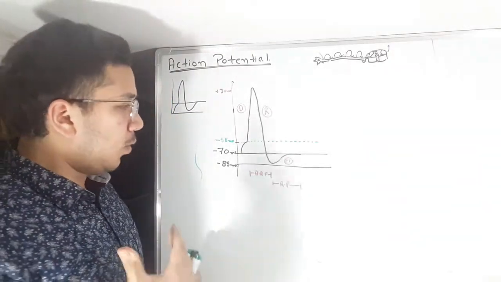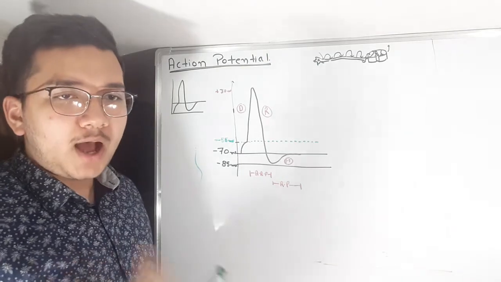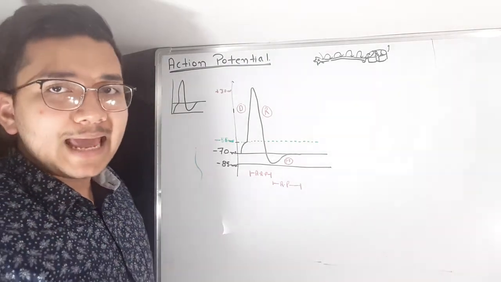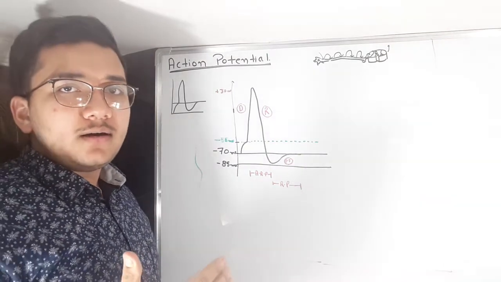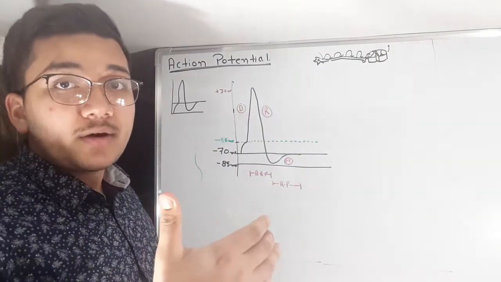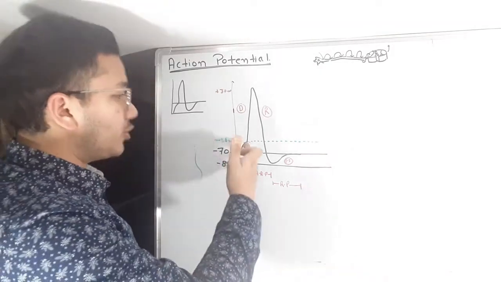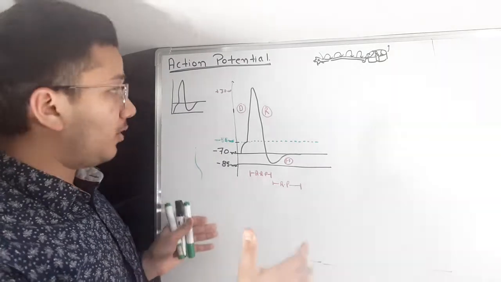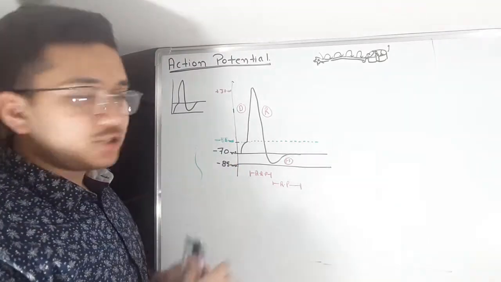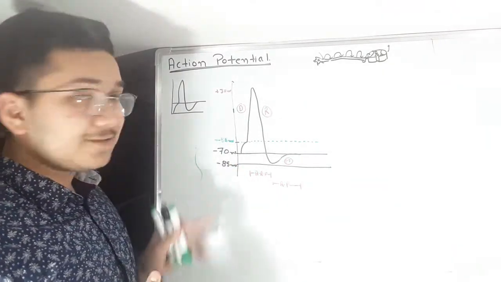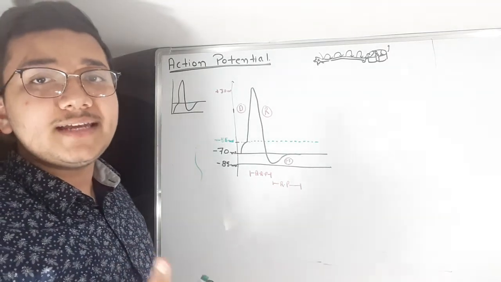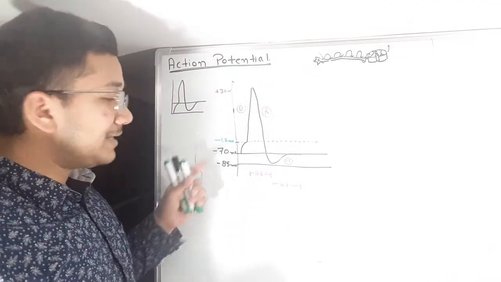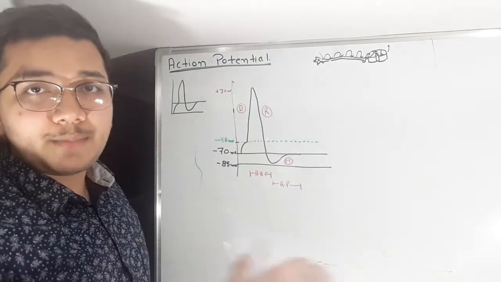So how can we reach the threshold potential? Whenever there is a stimulus that is strong enough to reach the threshold level, which is at minus 55 millivolt. This is the diagram of a typical action potential. And what does this minus 85 represent? This is the equilibrium potential for the potassium ions. Minus 70 millivolt is the resting membrane potential.